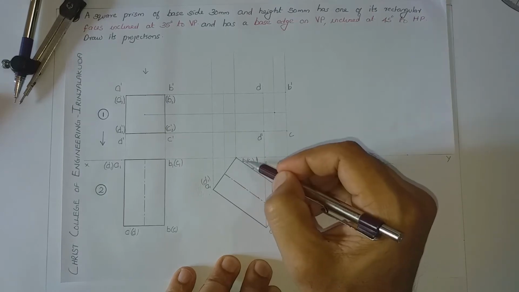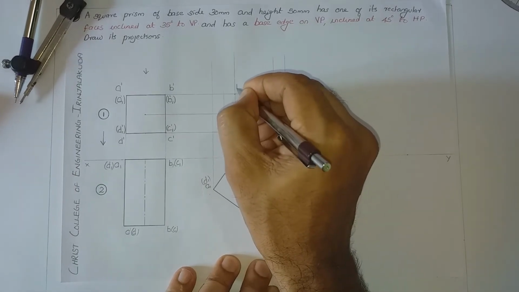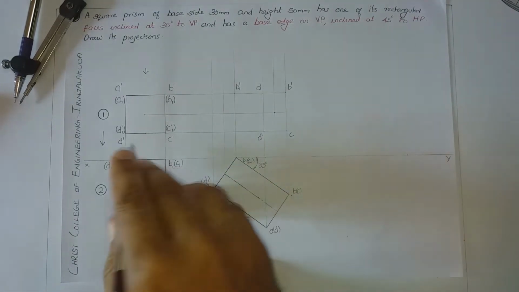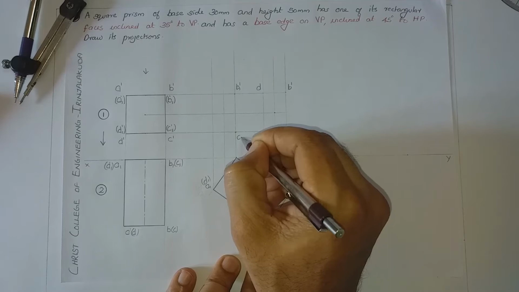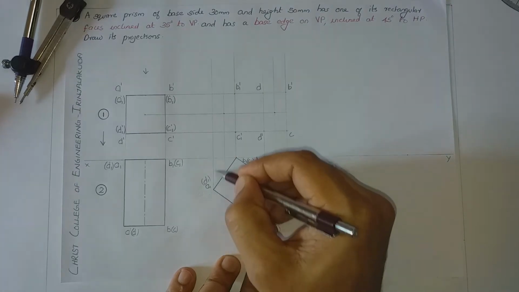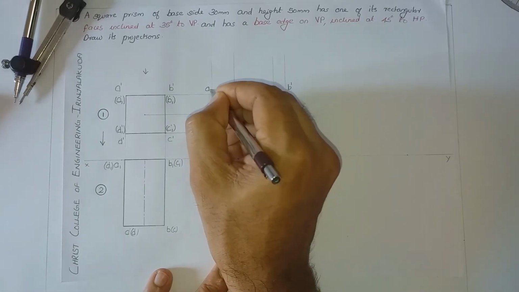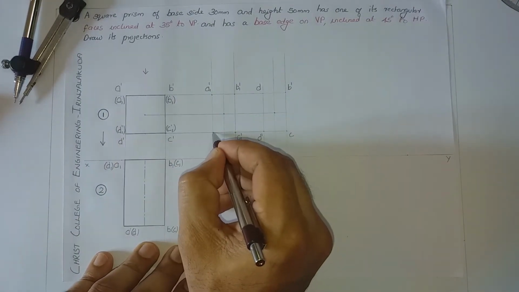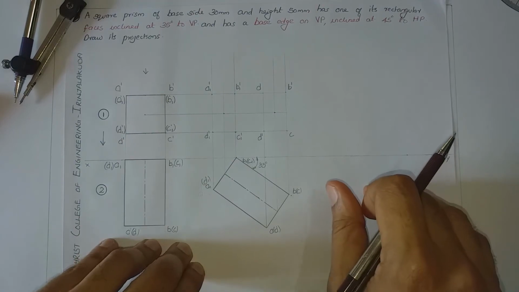Let us come to the rear side. This is the projector of B1, and this is also B1. So B1 dash. Next is C1. This is C1, and this is also C1. So C1 dash. This is the axis. This is A1 and this is also A1. So let me mark it as A1 dash. Next is D1. This is D1 and this is also D1. D1 dash.